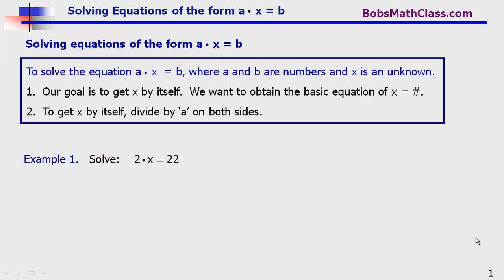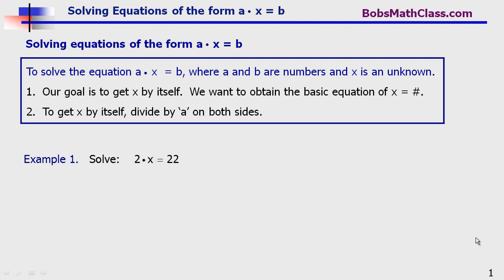Solving equations of the form a times x equals b. To solve the equation a times x equals b, where a and b are numbers and x is an unknown, our goal is to get x by itself. We want to obtain the basic equation x equals a number. To get x by itself, divide by a on both sides.